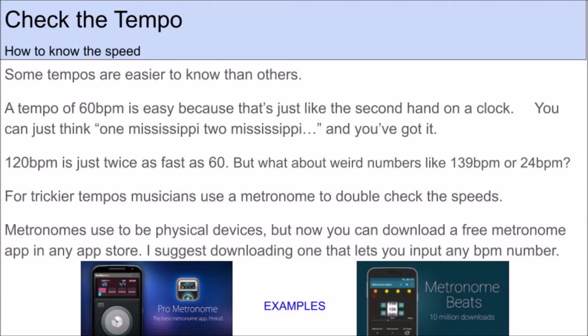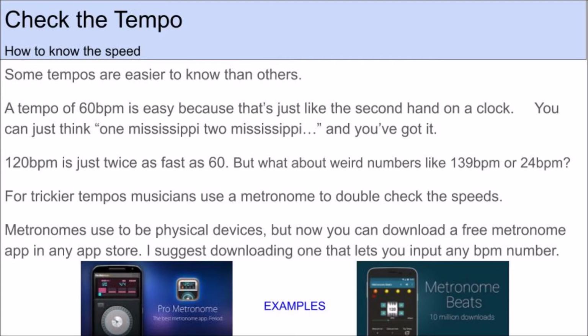Of course, not everybody can simply know how fast a tempo is, or know what the beats per minute sounds like of some obscure number like 156 or 33. Even professional musicians may not have all of the tempos internalized in their body. So how do we know how fast a tempo should be? Well, we have many tools to help us with that.